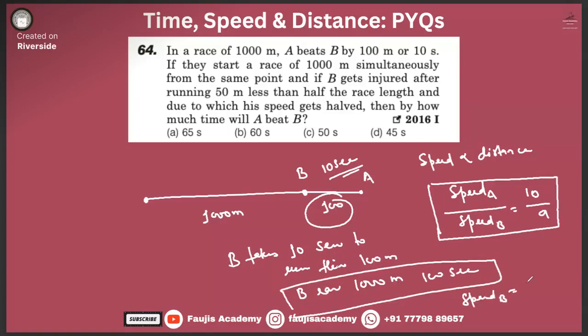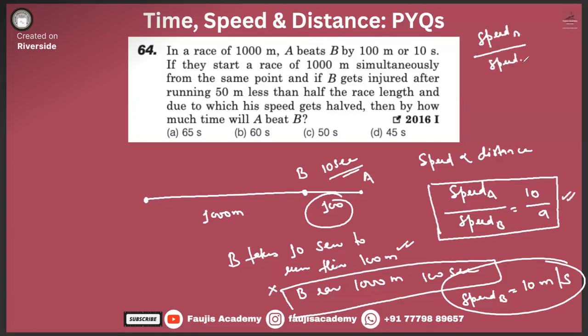That means speed of B is how much? Distance by time. Speed of B is 10 meters per second, right? We could have derived it easily from here itself. We need not use this one also. And from here, speed of A by speed of B is equal to 10 by 9. Speed of A we don't know. So speed of A is equal to speed of B into 10 by 9. That means speed of A is 100 by 9 meters per second.